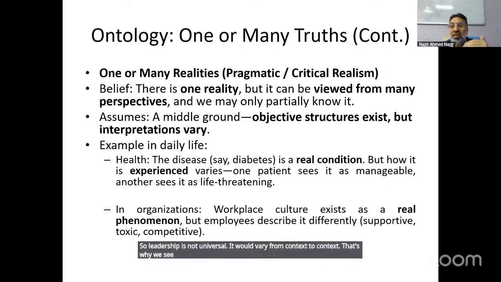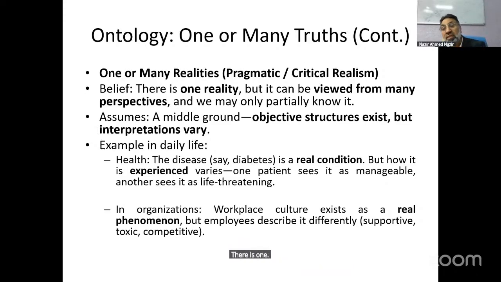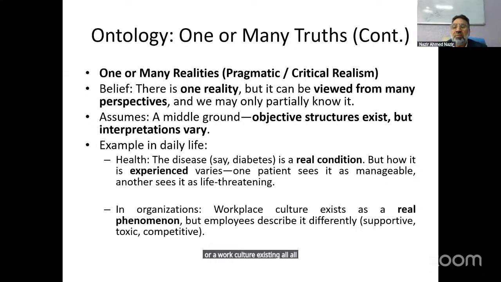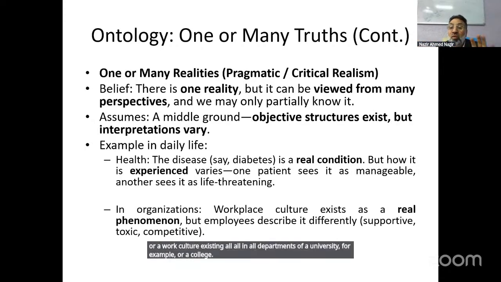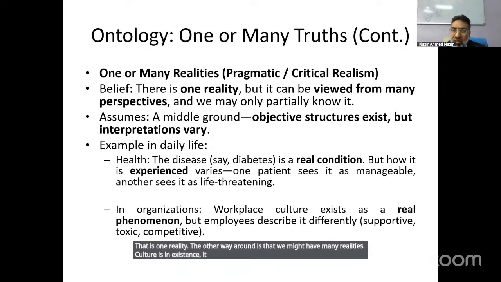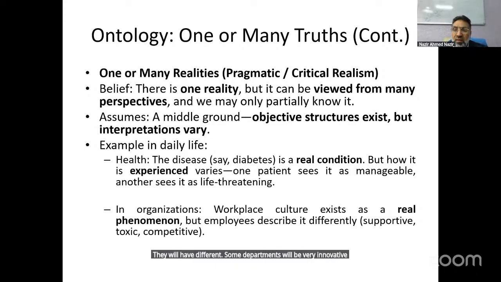That's why we say there is one reality, or there could be many realities. Likewise, if we take a university and consider organizational culture, one reality would mean that we have the same organizational culture or work culture in all departments of a university or a college. The other way around is that we might have many realities. Culture is in existence, it's a reality, but different departments will have different work cultures or organizational cultures. Some departments will be very innovative, more collaborative, with a very competitive kind of culture, while some would be very traditionally run.